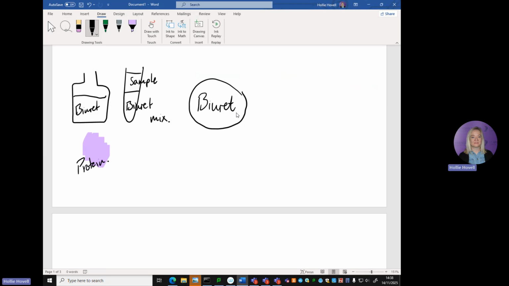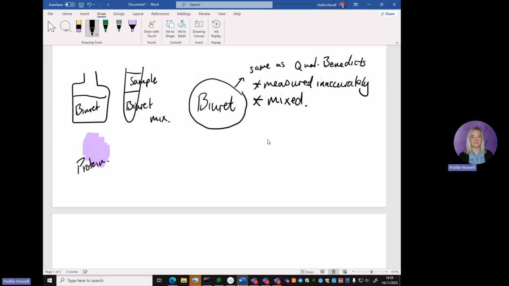So what could have gone wrong here? So the same as the qualitative Benedict's, in that you could have measured inaccurately. So you can use what we discussed in that one. You didn't need to heat it, so the heating part is not relevant, but you did need to mix it. So same as qualitative Benedict's, you might not have mixed it correctly. Now the Biuret had another problem.